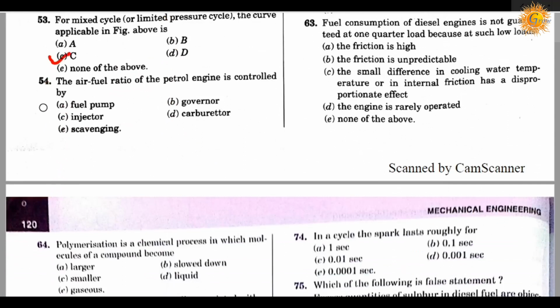Question number 54. The air-fuel ratio of the petrol engine is controlled by option A, fuel pump, option B, governor, option C, injector, option D, carburetor, option E, scavenging. So the correct answer is D, carburetor.